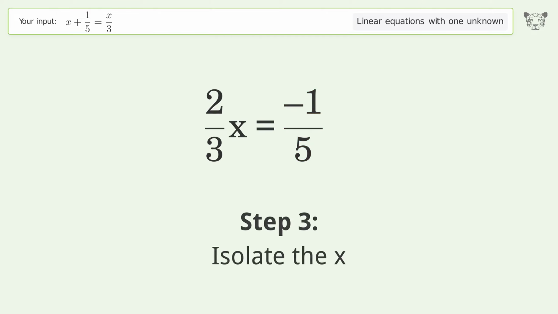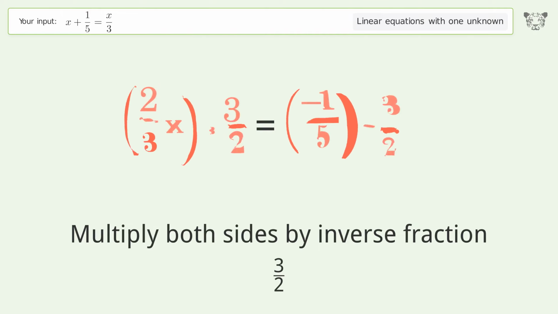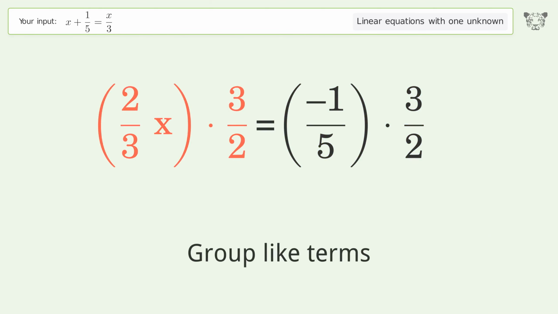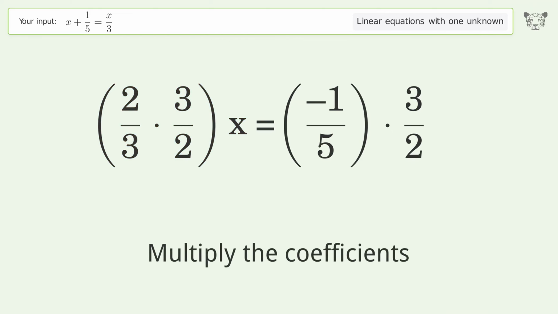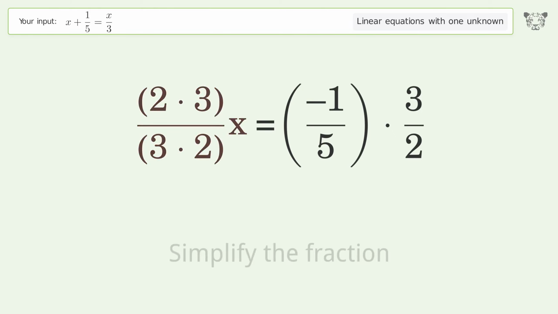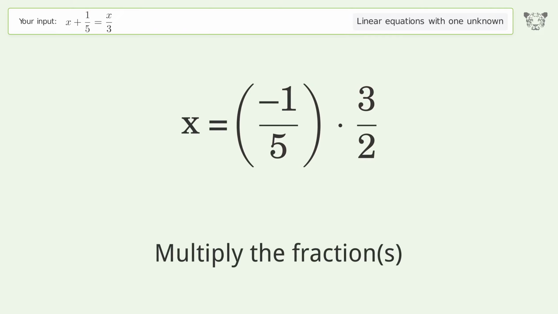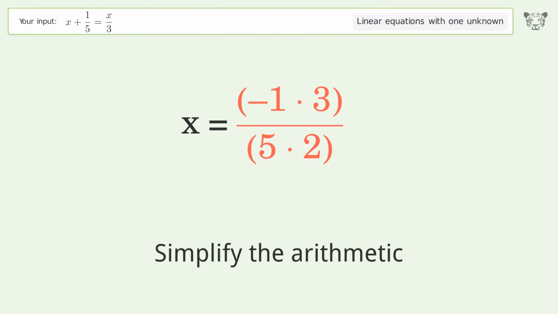Isolate the x. Multiply both sides by the inverse fraction 3/2. Group like terms. Multiply the coefficients. Simplify the fraction. Multiply the fractions. Simplify the arithmetic.